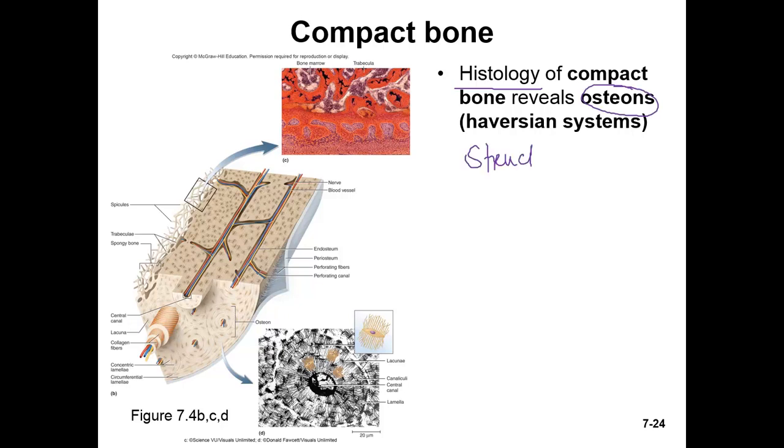Now remember, this is compact bone. So we're going to take a look at the osteons being the structural unit of the compact bone. The osteons are also known as the Haversian system, and there are several different parts and players to this osteon that we're going to be taking a look at. So what I want you to see is this part of the bone. This could potentially be in the diaphysis somewhere.